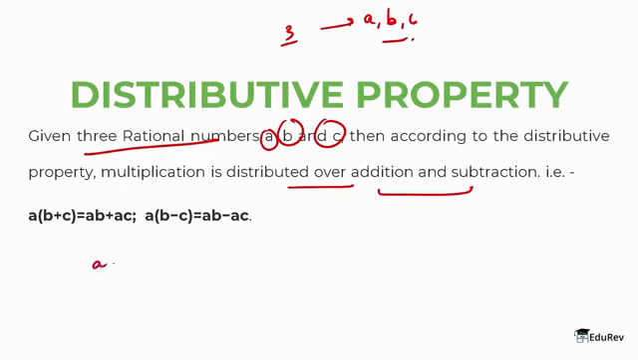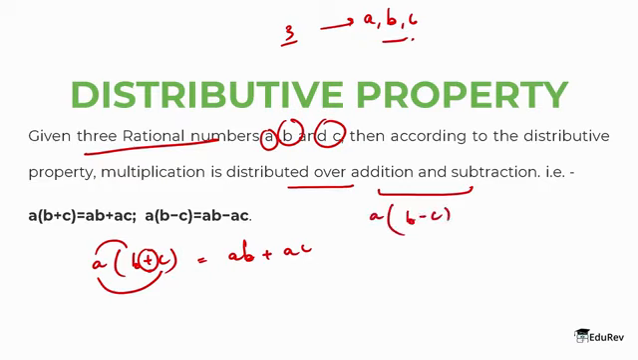So basically it's saying that if I'm writing A into B plus C, it will be AB plus A into C. I multiplied A and B first, then wrote the operation that was inside it, and then multiplied A and C. Similarly, this can be done in the case of subtraction as well.